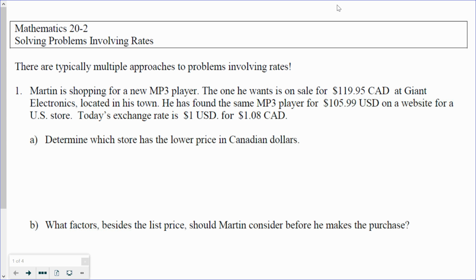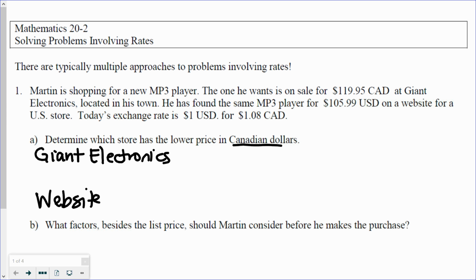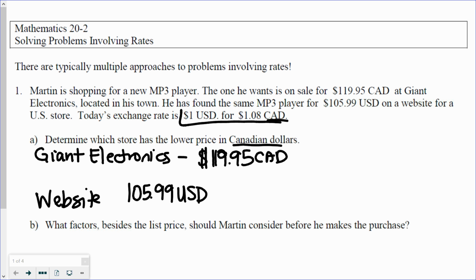So we're looking at Giant Electronics being one of the stores. And the website. And so it's asking in Canadian dollars, so that's at CAD. So Giant Electronics is already in Canadian dollars, so we don't need to do anything for that. It's $119.95 in Canadian dollars. Whereas the website from the US will quote it in US dollars, so 105.99 US dollars. And now we need to use this conversion factor.